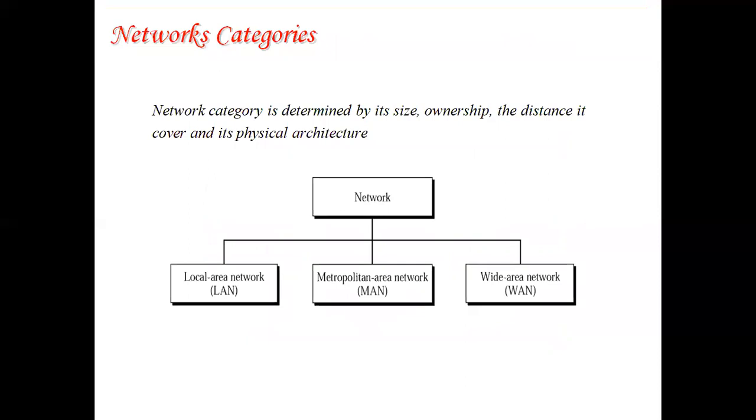Now we want to see the categories of networks. Networks are classified by their size, ownership, and speed. Networks can be classified into three types: local area networks, metropolitan area networks, and wide area networks. Let us see each one in detail.